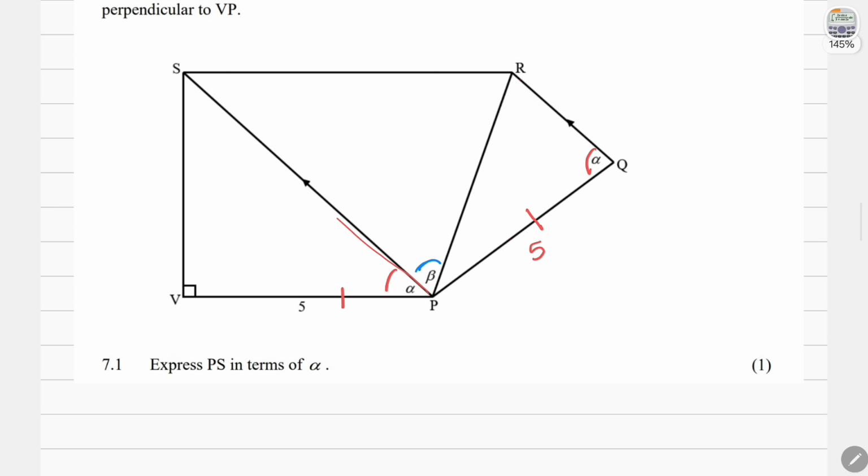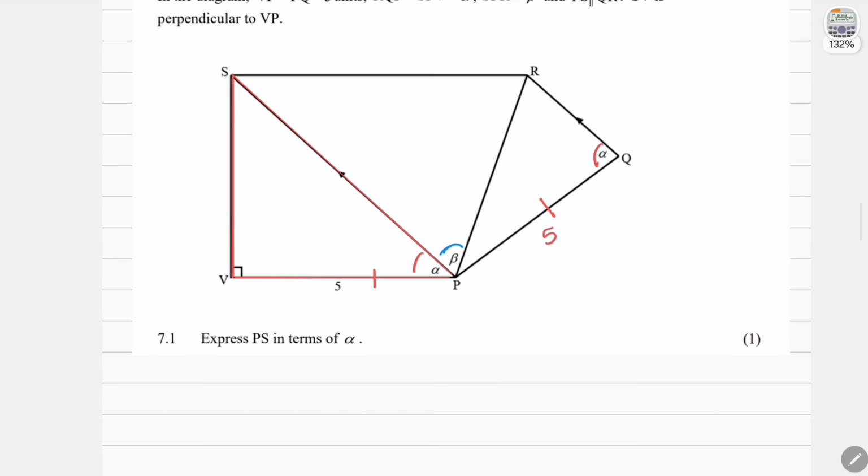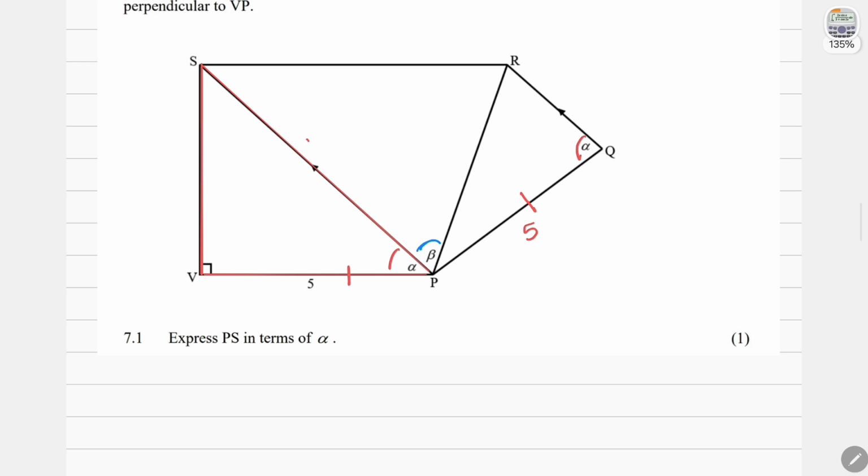Well, you can just use this triangle because you need to express PS in terms of alpha, and alpha is in this triangle. It's a right angle triangle, and we can express this using trig ratios. So we have to express PS in terms of alpha. But in this right angle triangle, the only side that we have is VP. In relation to alpha, this would be the adjacent side, and this is the hypotenuse.